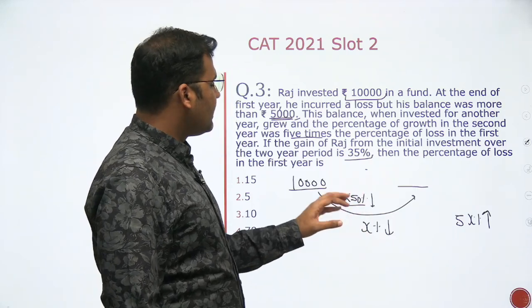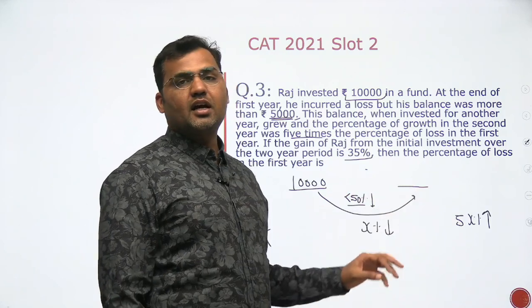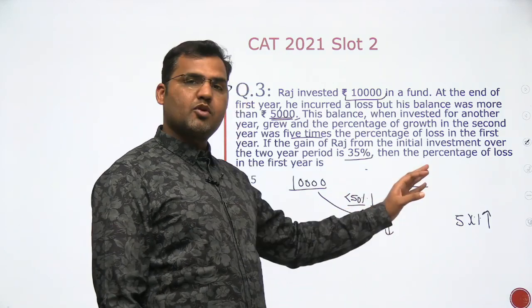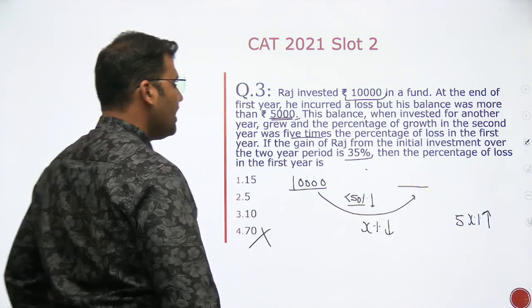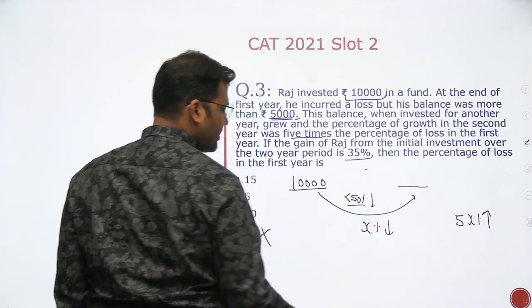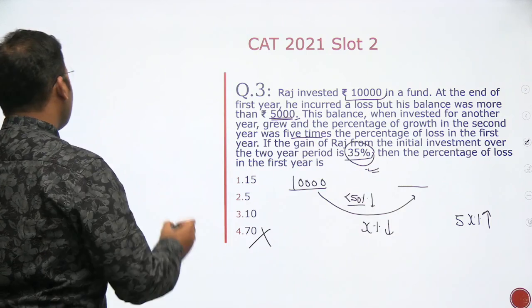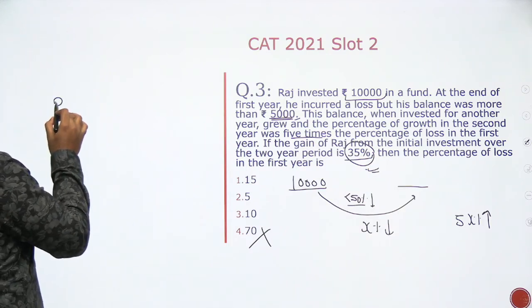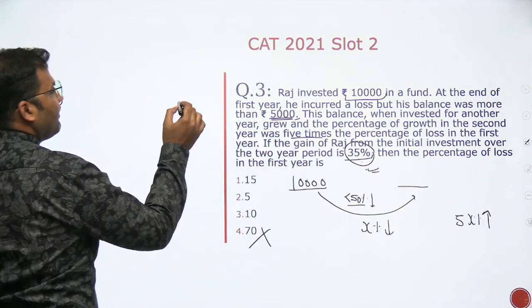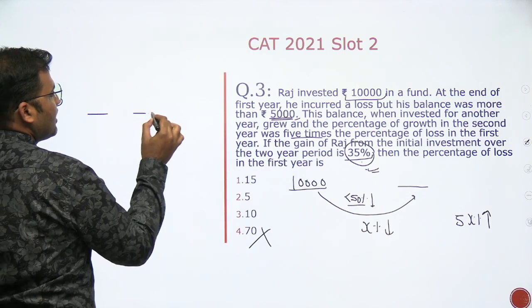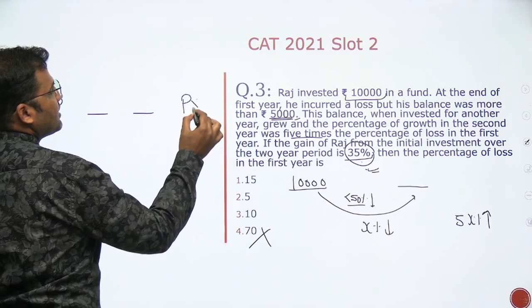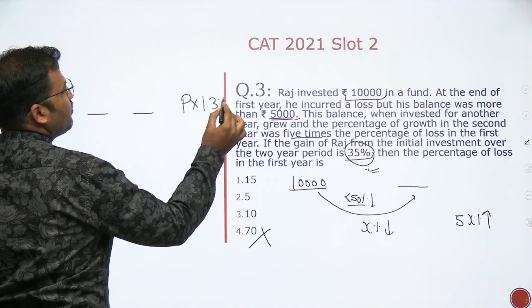But the thing is, if you try to solve the question using multiplying factors, you won't need to form a quadratic equation. A loss of x percent and a gain of 5x percent is finally giving me a gain of 35%. You only have to see that my initial investment is increasing by 35%. Finally, after 2 percentage changes, the multiplying factor that I am getting is 1.35.